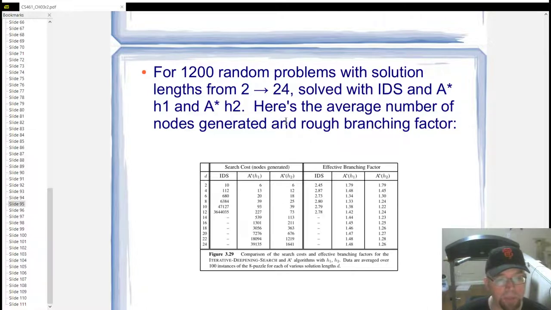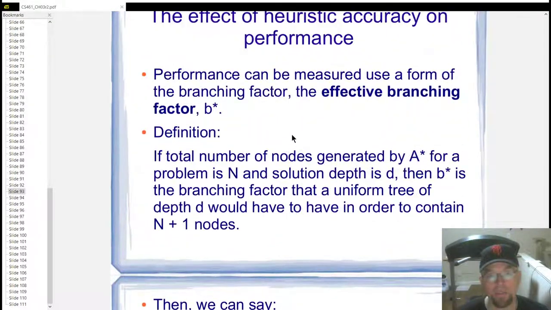All right, so now, the authors of the textbook ran the simulation like I mentioned a few minutes ago, you know, you could run a simulation, find your best values, whatever. So here, what they did is they ran 1,200 simulations, essentially. Okay, and the solution lengths ran anywhere from 2 to 24 nodes. Okay, and they went through and they said, all right, let's compare iterative deepening search, okay, and A star using that H1 heuristic, and then A star using that H2 heuristic. Now remember, the iterative deepening search was like a version of depth first search where it was limited by depth and it just kept going and going and going, where the depth limit increased by one each time. So here's a table that is comparing performance according to this effective branching factor, okay?